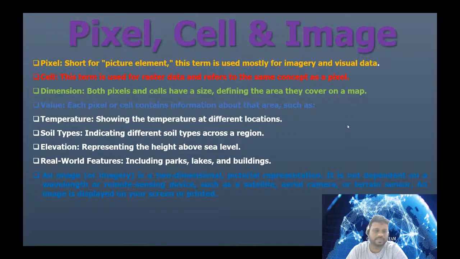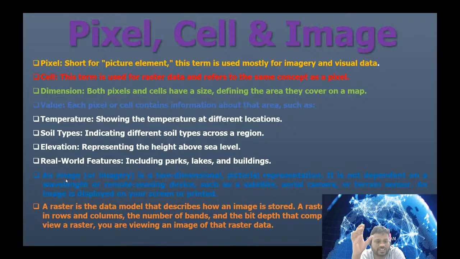So what is the image? These are the pixel definitions. When you are saying image, this image or imagery is a two-dimensional pictorial representation. It depends on a wavelength or remote sensing device such as a satellite, aerial camera, or terrain sensor. An image is displayed on your screen or printed. So when you are seeing this slide which I've shared with you, this is an image for you.